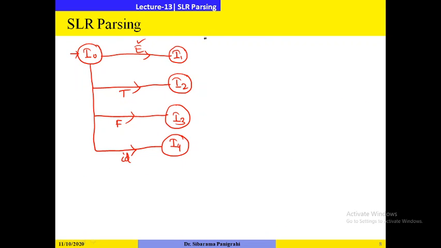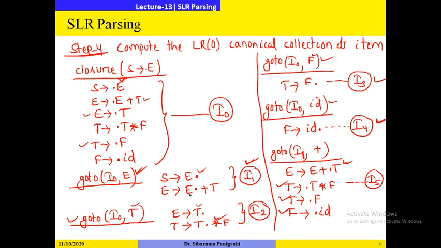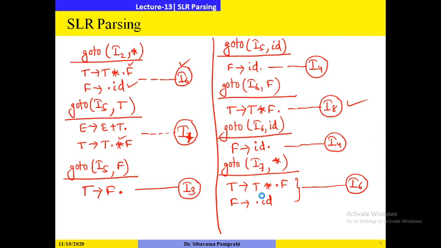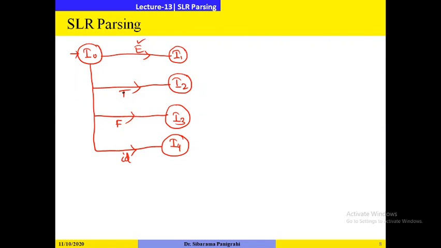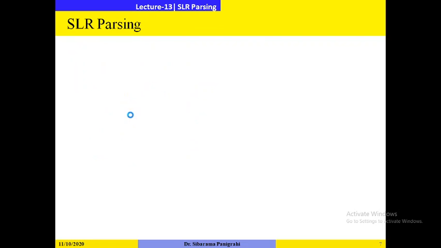Right? Now here you see, go to I0 comma T. So I0 by taking T as input. What is the next state? I2. So that's why I have written I0 by taking T as input, it goes to I2. Okay, so now I hope your doubt is cleared. Yes? Okay.